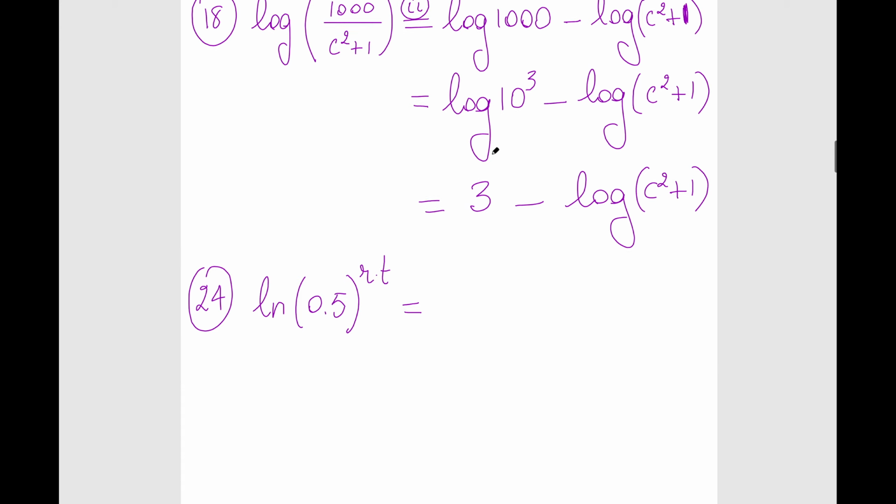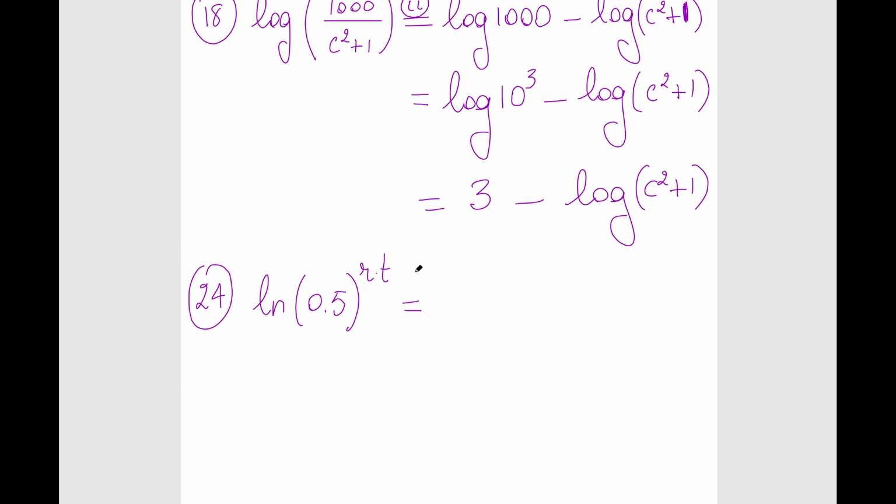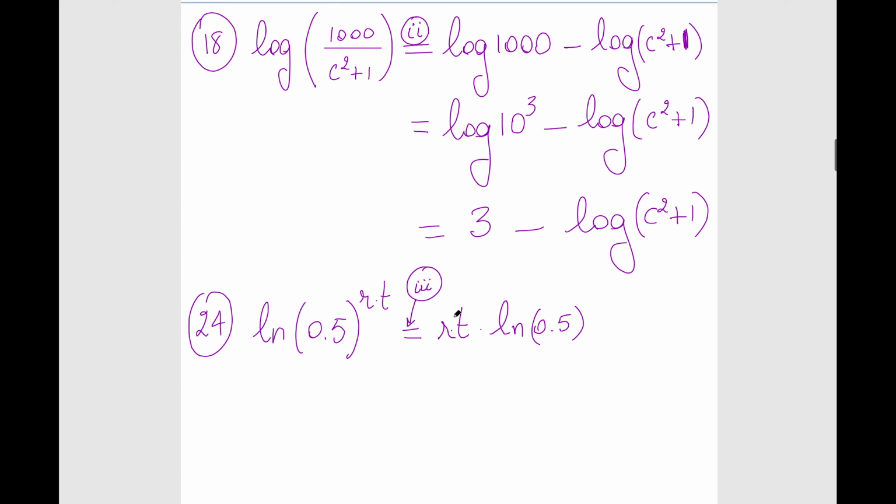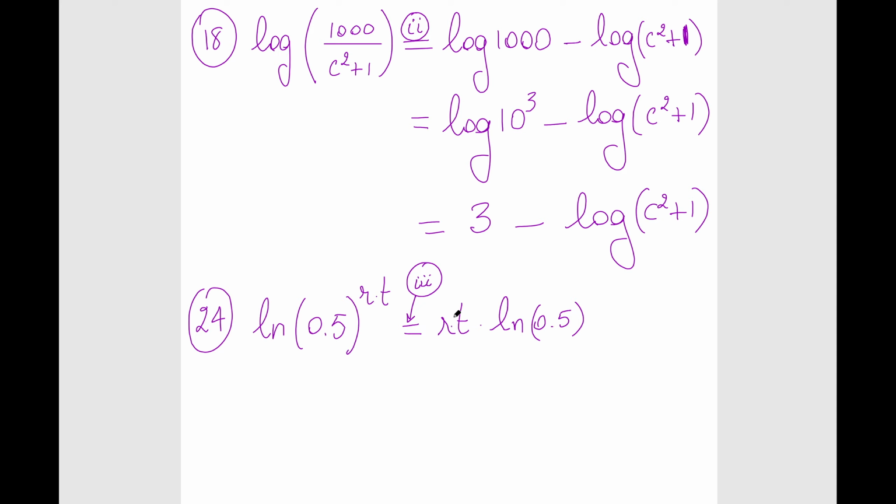So then by property 3, that's going to be the exponent rt times log base a, so ln in this case, of 0.5, right? So technically this power just goes down as a coefficient. Okay, very good.